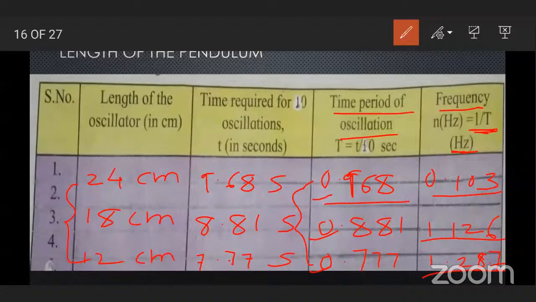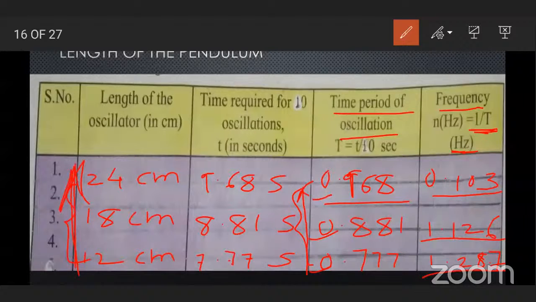And we can also say that if the length of the oscillator increases, the time period also increases. We can say like this. So from this, we know that the pendulum with a longer string has a lower frequency. It means it swings back and forth less.